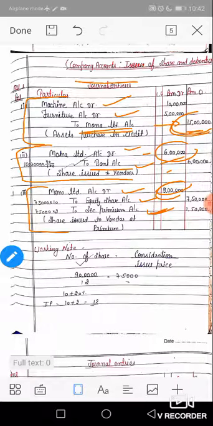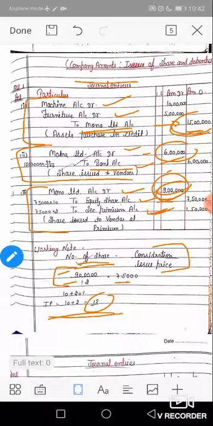We have to calculate the number of shares issued to Mona Limited in consideration of rupees 9 lakh. The formula is consideration upon issue price of share. Consideration is 9 lakh rupees, and the issue price is 10 rupees per share plus 20% premium. 20% of 10 is 2 rupees, so 10 plus 2, the issue price is 12 rupees per share. So 9 lakh divided by 12 gives 75,000 shares issued to Mona Limited.